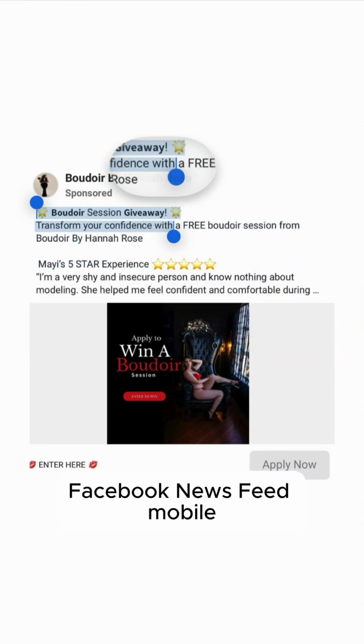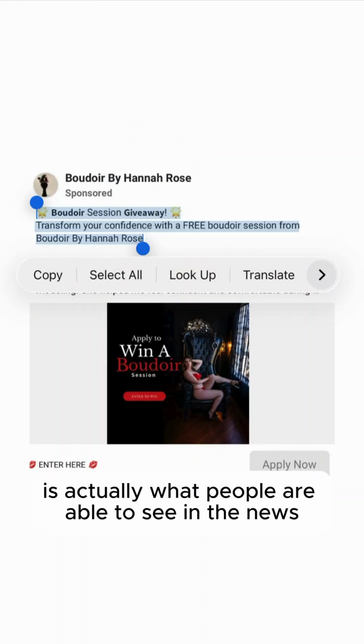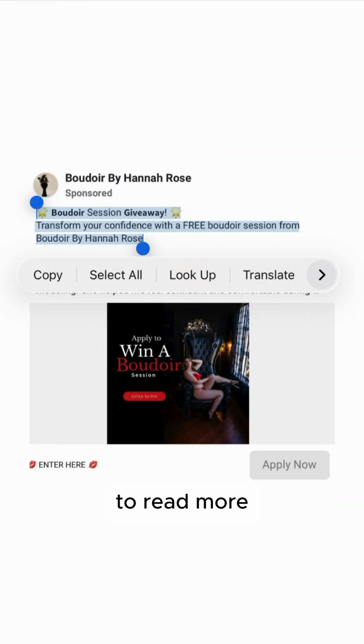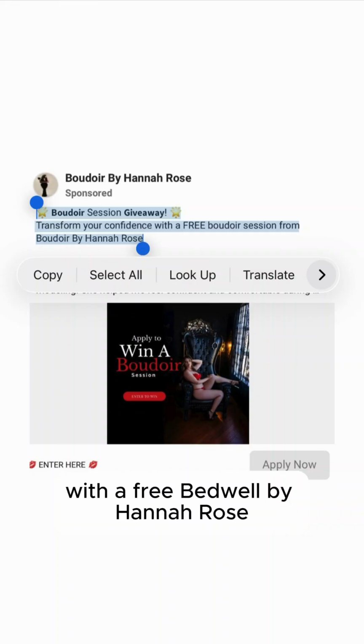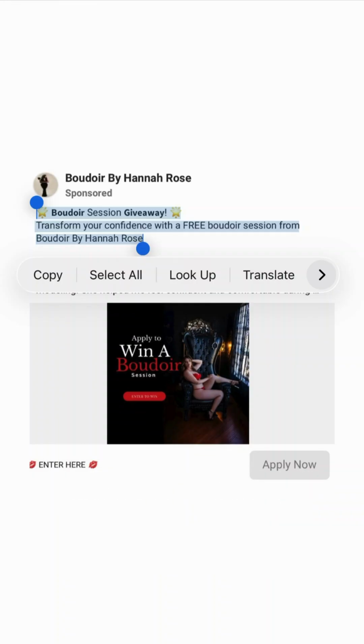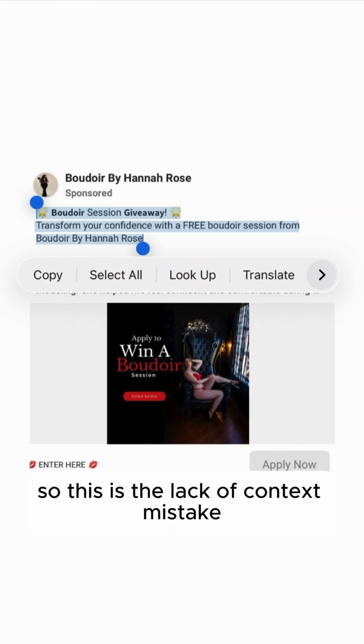First 2 3/4 lines, Facebook newsfeed mobile. This is actually what people are able to see in the newsfeed before they click in to read more. Boudoir session giveaway, transforming confidence with a free boudoir session, Boudoir by Hannah Rose. Okay, so yeah, we only got 2 points of context here. So this is the lack of context mistake.